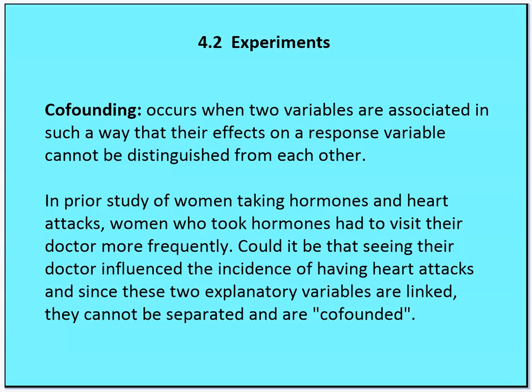All right, confounding. Confounding occurs when 2 variables are associated in such a way that their effects on a response variable cannot be distinguished from each other. So we go back to that prior study. If we have a study of women taking hormones and heart attacks, women who took hormones had to visit their doctor more frequently. And so it could be that seeing their doctor influenced the incidence of having heart attacks. And so the process of taking hormones and seeing their doctor frequently are confounding variables.